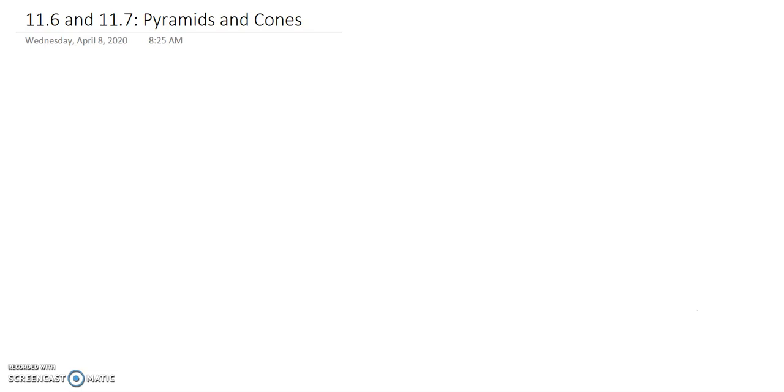Welcome back. Today we're going to continue our study of polyhedrons and solids by taking a look at some pyramids and cones. Now, just like before, we're going to be looking at volume and surface area for these three-dimensional solids.